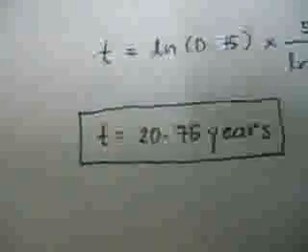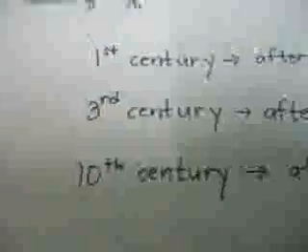This means that after 20.75 years, 1/4 of the original amount has already disintegrated. Okay, that seems reasonable because we have a half-life of 50 years. So if you get a value of t that is beyond 50, I'm sure that your calculations are wrong. Okay, let's move on to the next question.